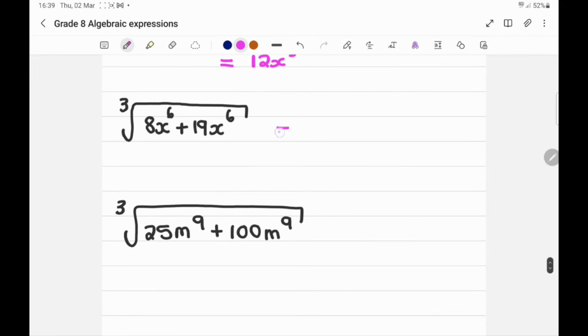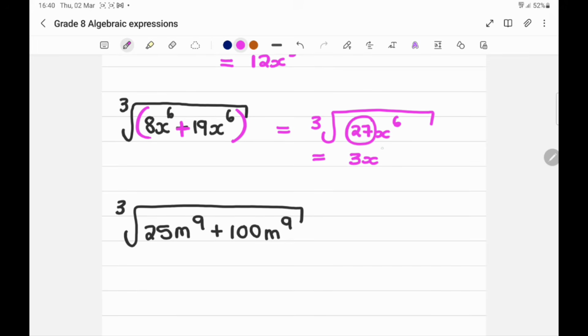Okay, so when you've got a cube root over an addition, you have to simplify inside first. It's like you're putting brackets there. Okay, and 8 of those plus 19 of those gives you 27 of those. And then you go ahead, cube root the number as normal, which is 3. X, 6 divided by 3 is 2.